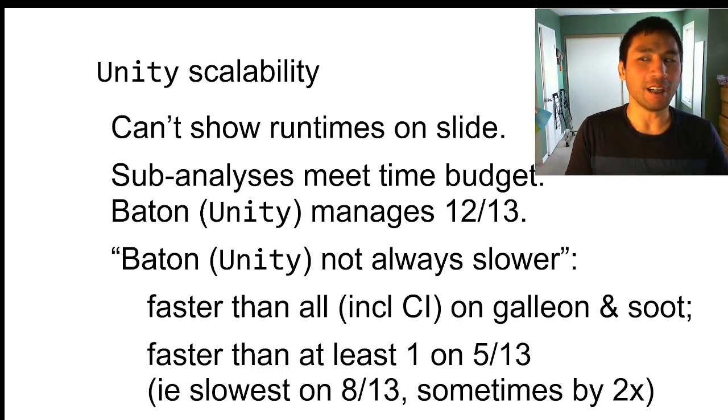It's not always slower, is what they say, and they point out it's faster than all of the other component benchmarks on two benchmarks, Gallian and Soot, including the context-insensitive one. And then it's faster than at least one of the benchmarks on 5 of the 13 results. So sometimes, despite doing more work, it still does better. The flip side of that, which they do not mention, of course, is that it's slowest on 8 of 13. And sometimes it's 2 times slower. It's linearly slower, but 2 times is still a lot.